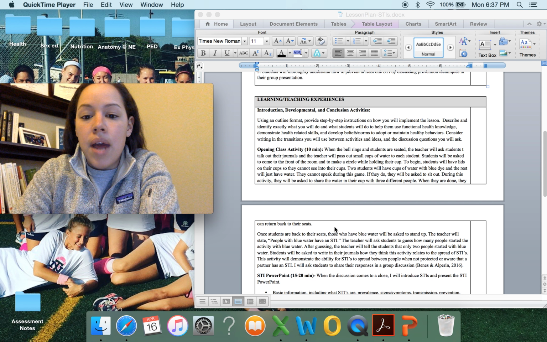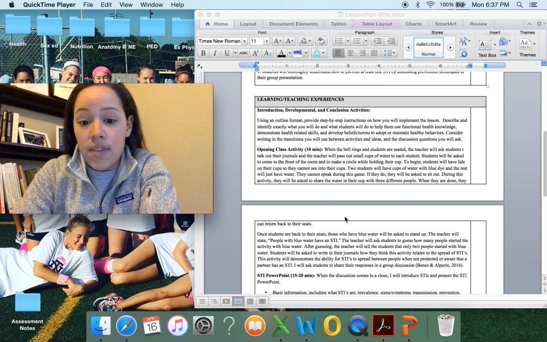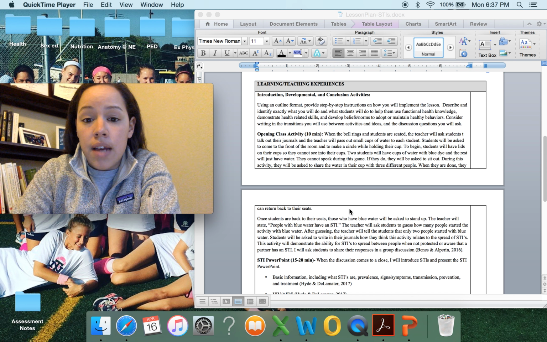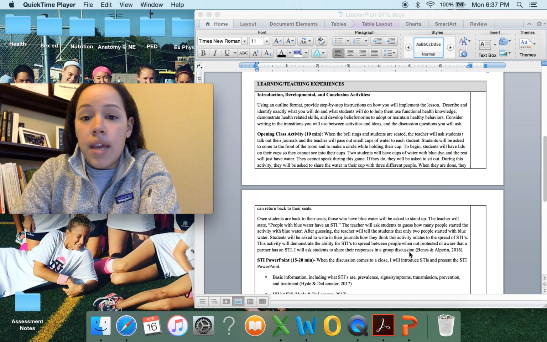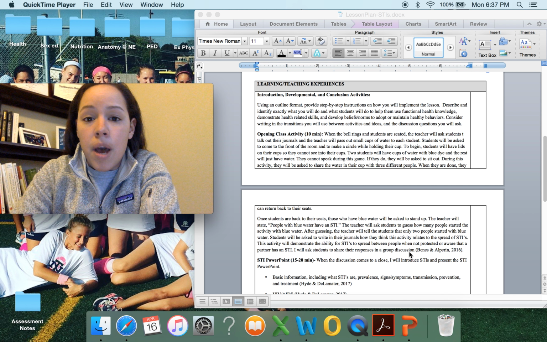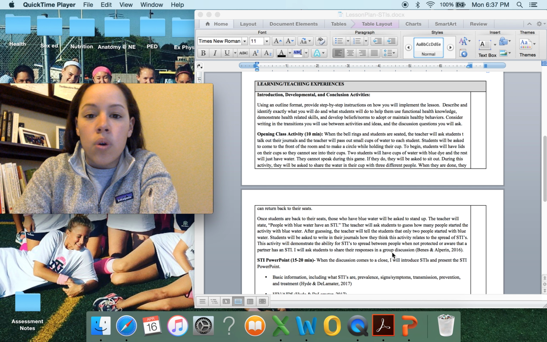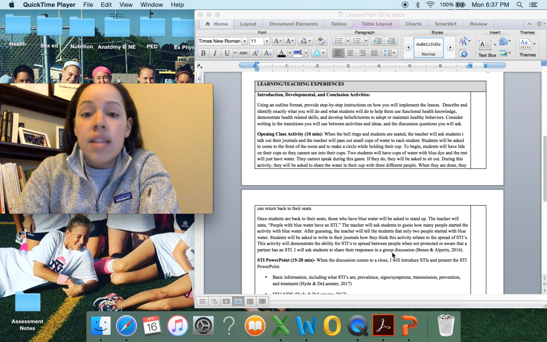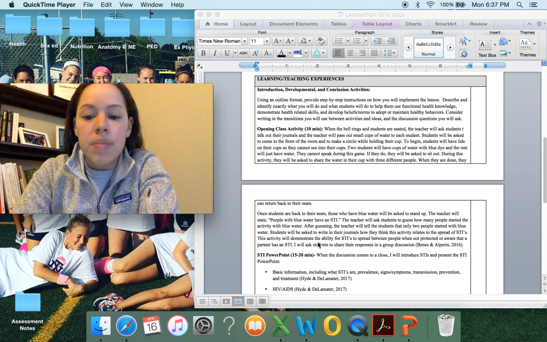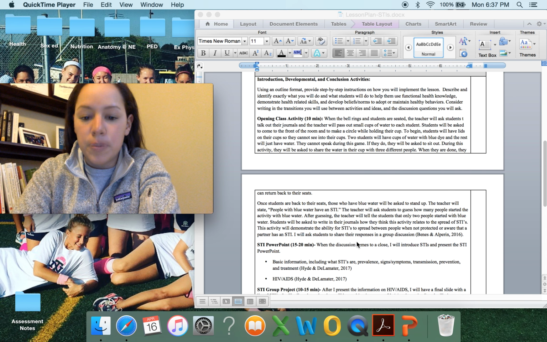They're going to think about how they can relate that activity to what goes on in real life with the spread of STIs. So whether it's they didn't ask their partner about what color water they had, or if they had an STI, or if they didn't think about protection, things like that. That's what I'm hoping they'll reflect on in their journals, and then we'll come together and share our responses as a group.